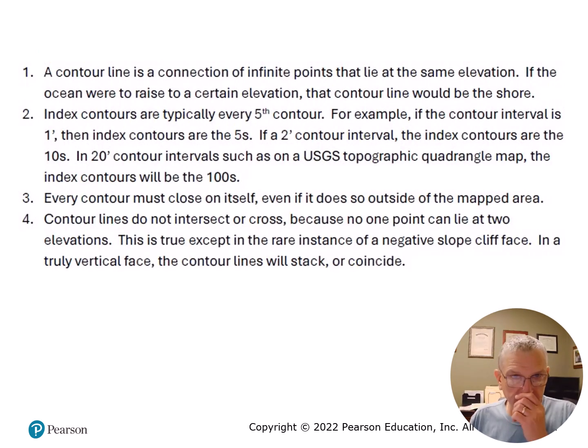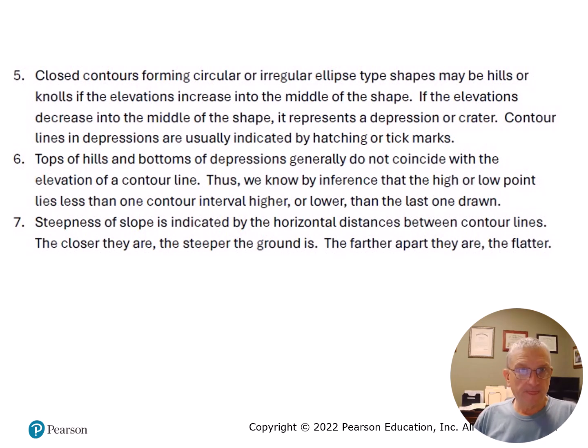So we're going to go over them again. A contour line is a connection of infinite points at the same elevation. Index contours are every fifth contour. If they're 1-foot contours, then it's the fives. If it's 20-foot contours, then it's the hundreds. If it's 40-foot contours, it's the 200s. Every contour closes on itself, even if it does so outside of the mapped area. Contour lines do not intersect or cross except at vertical faces or negative slope cliffs.